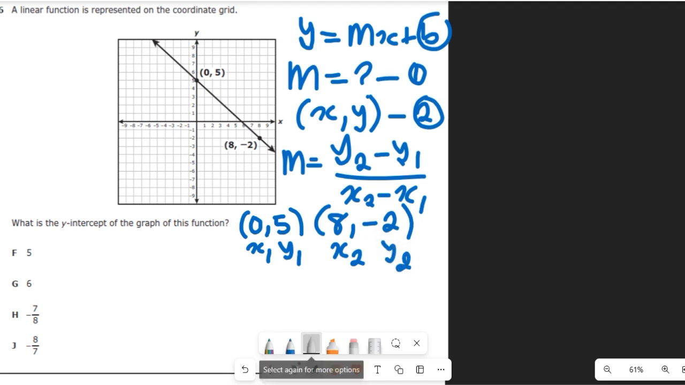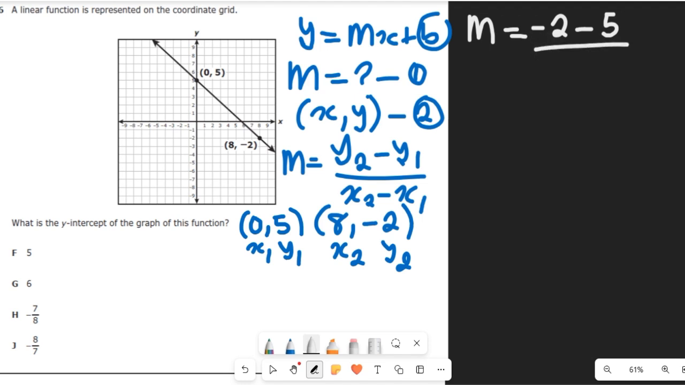So if we simplify that, we're going to have slope equal to y2, which is -2, minus y1, which is 5, right? Divided by x2, which is 8, minus x1, which is 0. So this is going to give us negative 7 divided by 8, right? And that is the slope.